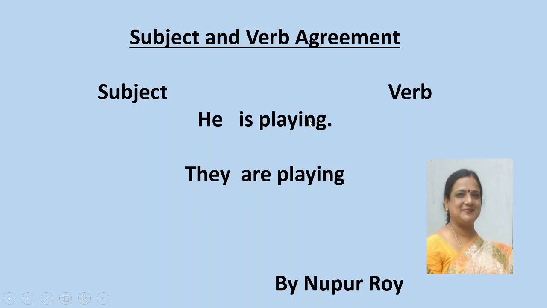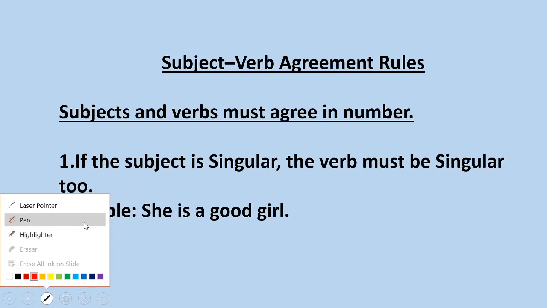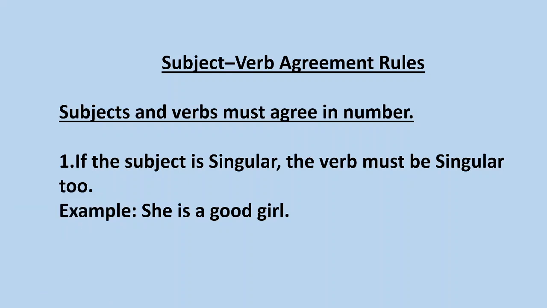They are playing. Now see, it's changing. The verb is and are changing. Now what are the rules, we will see. Next is: the subject and verbs must agree in number. That is, the verb is written according to the subject, whether it's a singular subject or plural subject, and there are certain rules also which have to be learnt here.